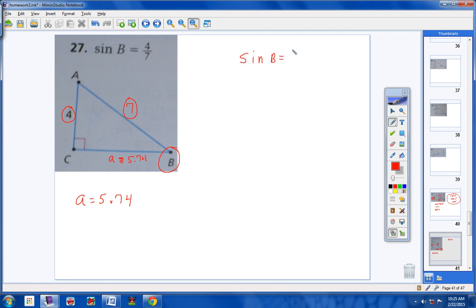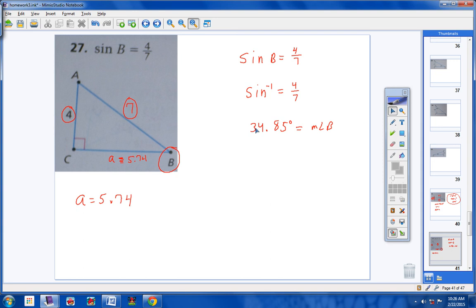Guys, the sine of B is 4/7, correct? Well, that's what they told us right here. You're missing an angle. How do you find a missing angle? Use your inverse sine of 4/7. That's easy enough. So inverse sine of 4/7 is going to be 34.849. So 34.85 degrees equals the measure of angle B.